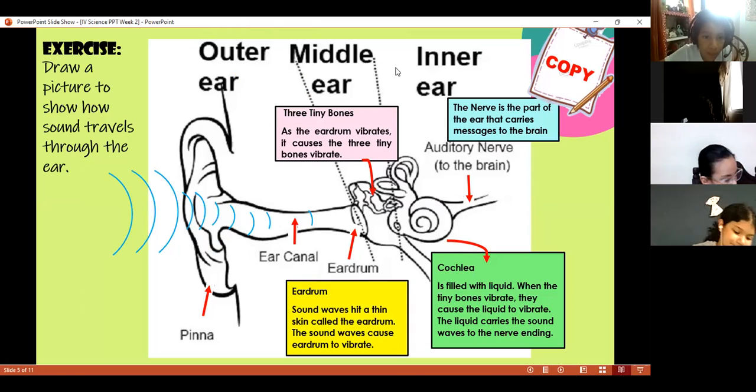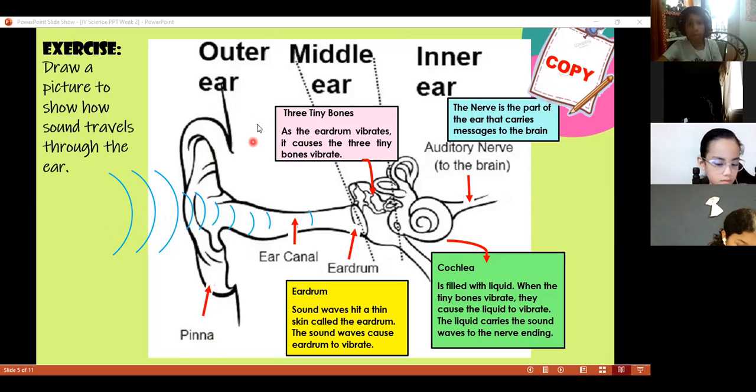So first, as you can notice, we have the pinna, the outer ear, where it starts vibrating. All the vibrations of the objects or instruments or any other sound start entering our ear, the outer ear. Then it has an ear canal, and goes to the middle ear, where the eardrum is.